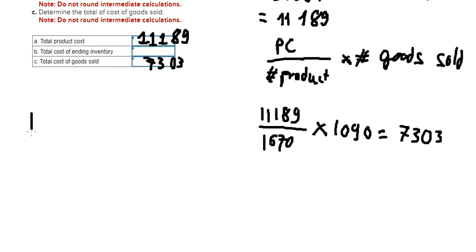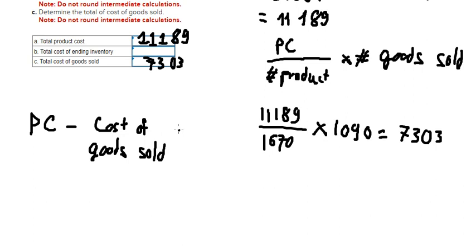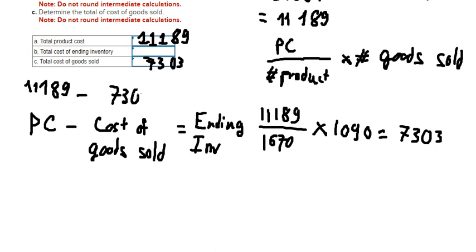And the last one, we have the total product cost. We need to minus this one. So you got the ending inventory. So we put this number in here. We minus this number in here. And we got the final answer.